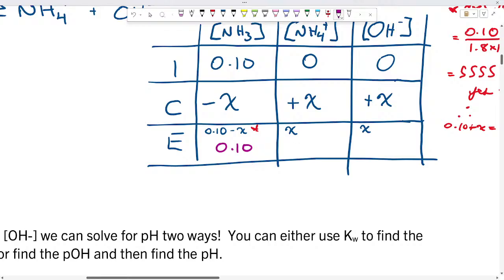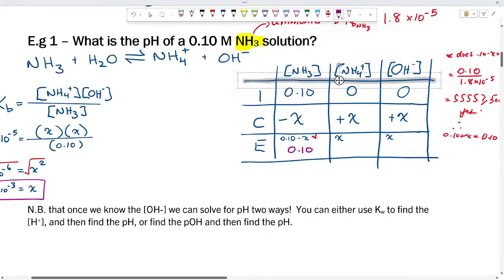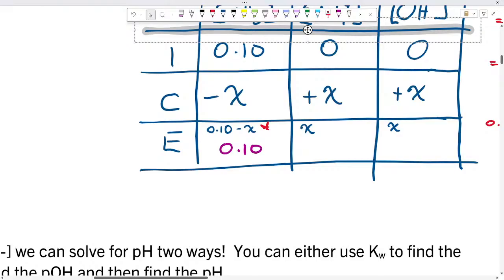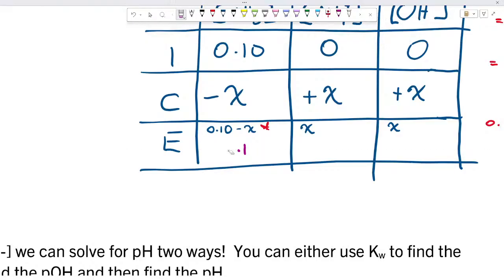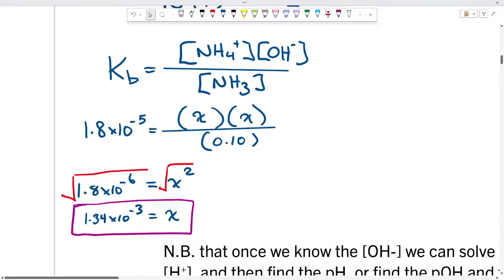What will the concentration of NH4 plus be? How would that be 0.10? Because 0.10 minus 1.34 times 10 to the negative 3 equals 0.10. And I'll show that, actually. This will be 0.10 minus 0.00134, which is going to be 0.10. Yep. But of course, we're in 2 sig fig land.